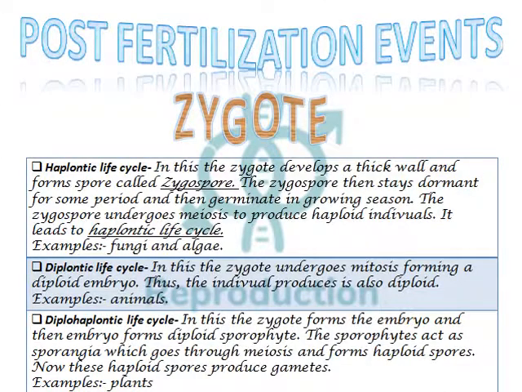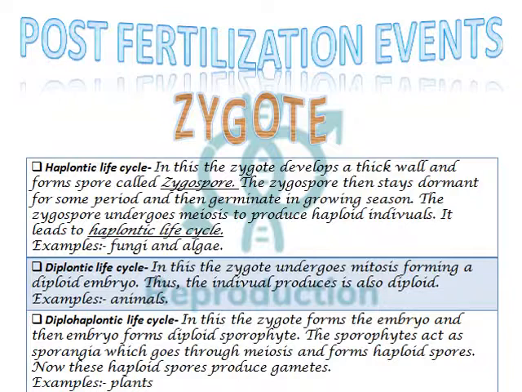Now we will discuss the post-fertilization events. These are the events or stages which take place after fertilization. Once fertilization has taken place, a zygote will be formed. Now, this zygote can develop in three ways.